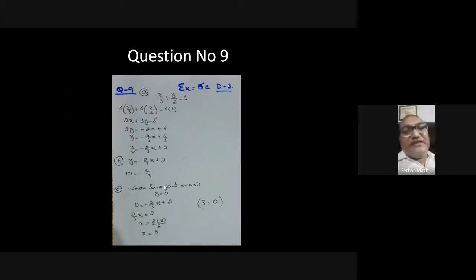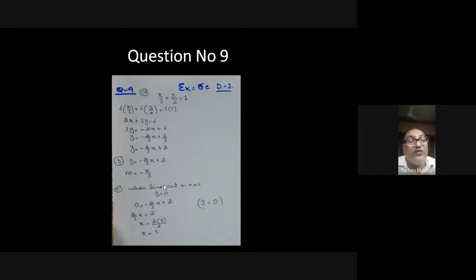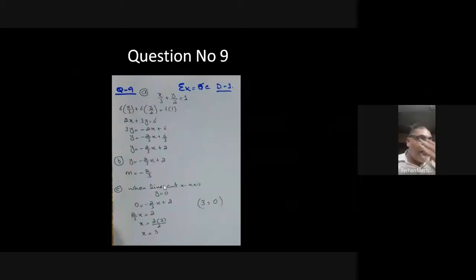This exercise is about finding the equation of a line, and we have learned that if 2 points are given, how you can find the equation of a line. So we are on the question number 9. Question number 9 says, given that a line x by 3 plus y by 2 equals to 1, the A part is make y the subject of the formula.